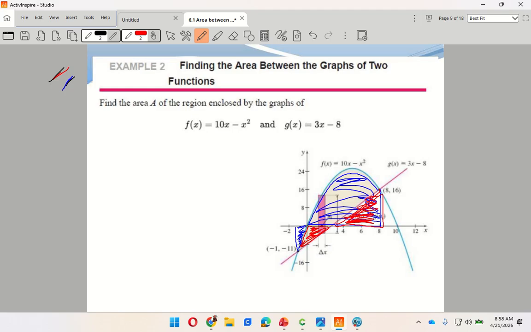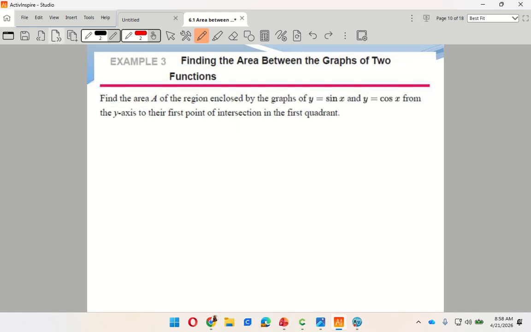Make sense? Okay. All right, so I'm going to leave you off right there. I'm going to pick up the rest of this tomorrow.